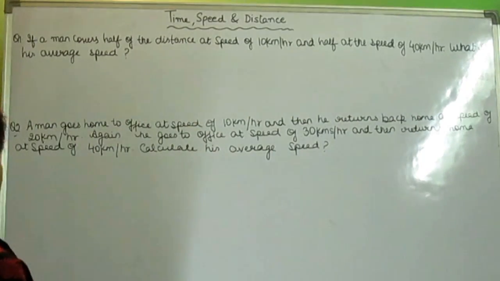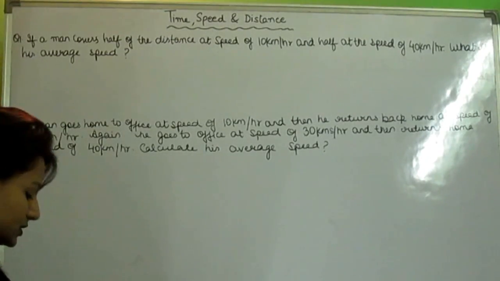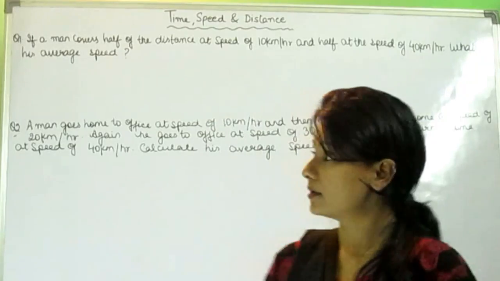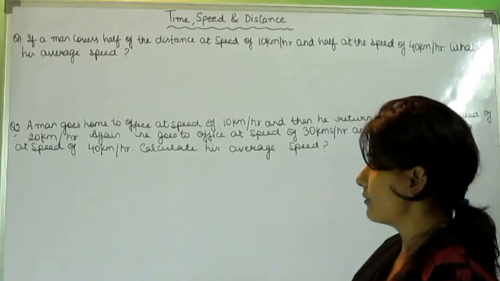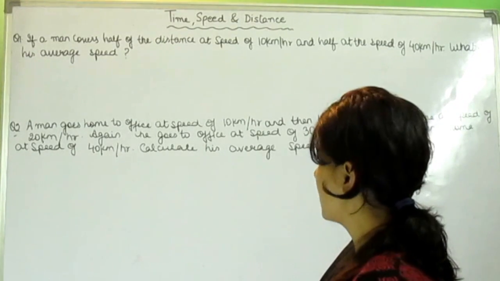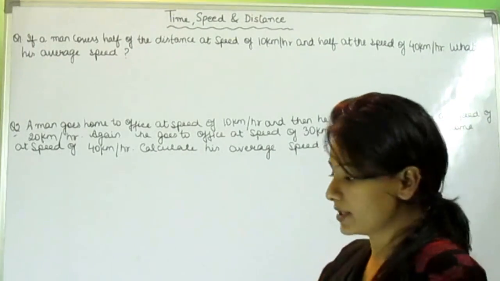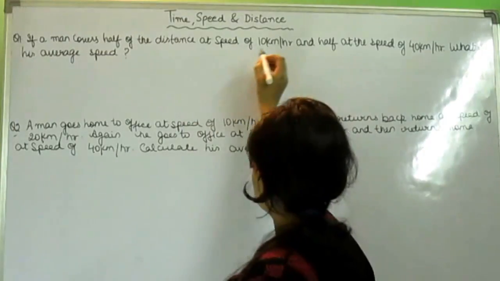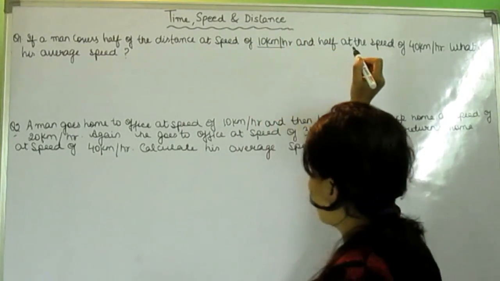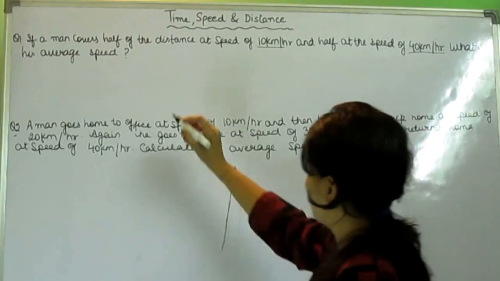The first question is, if a man covers half of the distance at the speed of 10 kilometers per hour and half at the speed of 40 kilometers per hour, what is his average speed? This type of question I have taught in my video based on average. So the trick to solve questions based on average is, first, half distance he covered at the speed of 10 and another half at the speed of 40 kilometers per hour.